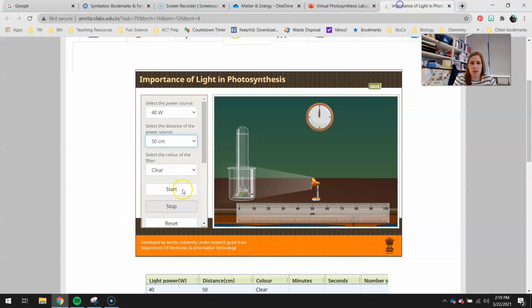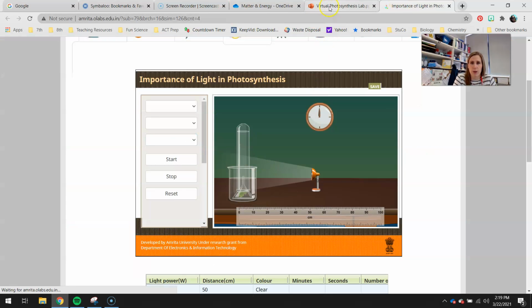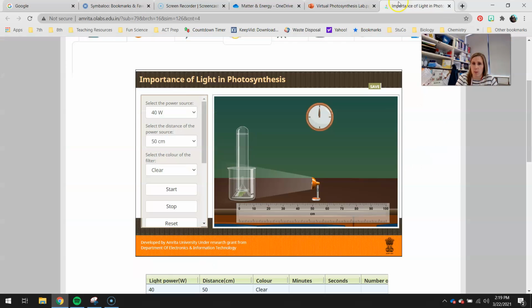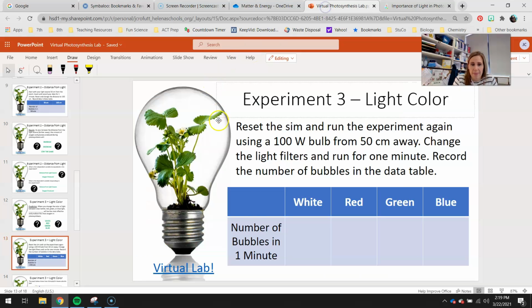And then same thing in here, you guys are going to reset, but for your lab today, you guys are going to run the experiment using the 100-watt bulb and 50 centimeters away. So make sure you're 100 watt here, 50 centimeters away, and then you guys can use these 4 filters here, time them for a minute, record your data.